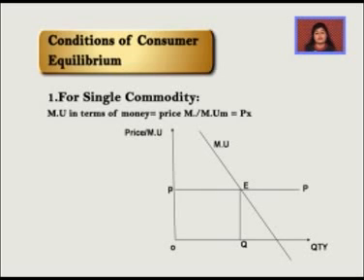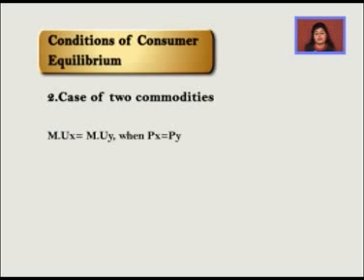But when the consumer is consuming two commodities, then we need to achieve it in a slightly different manner. Then we need to equate the marginal utility of X divided by the marginal utility of Y to the ratio of the prices of the two commodities, that is price of X divided by price of Y. So that's all in the case of utility analysis.